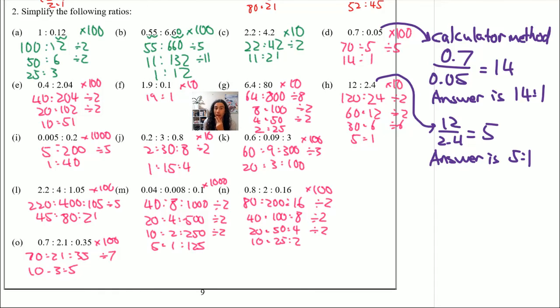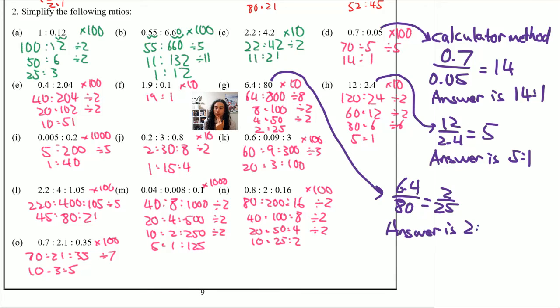Now, you're not always going to get a nice answer like this one. You put 6.4 over 80 in your calculator, and you'll get 2 over 25. So the answer is 2 to 25. So why didn't we just do that from the start? Because it's good to be able to use our own heads, not always rely on technology.